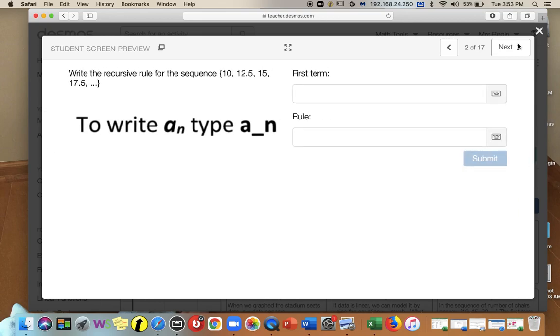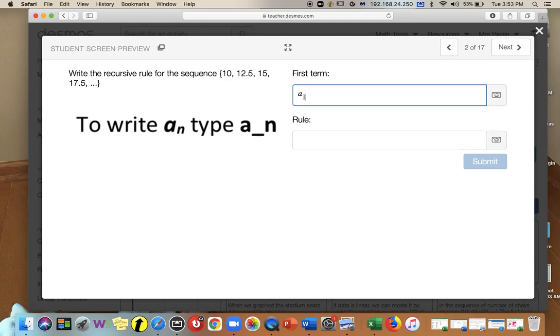Can you write the recursive rule for this sequence? 10, 12.5, 15, 17.5, and then it keeps going. So again, remember there's two things that you need to write the recursive formula. First, we need the first term. We want to say a sub 1. So in order to get a subscript, we're going to hit shift and then the underscore button. So I'm going to hit a, shift, the underscore 1. So there's the first term, equals, and our first term here is 10. So in a recursion, you have to tell someone where to start and then what to do after you start at that number. So here we're starting at 10.